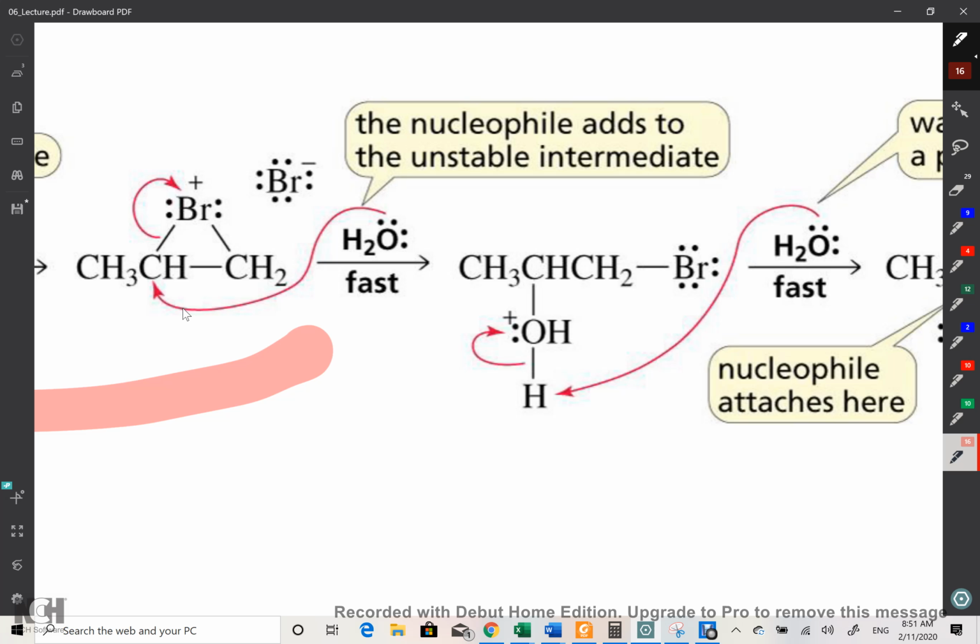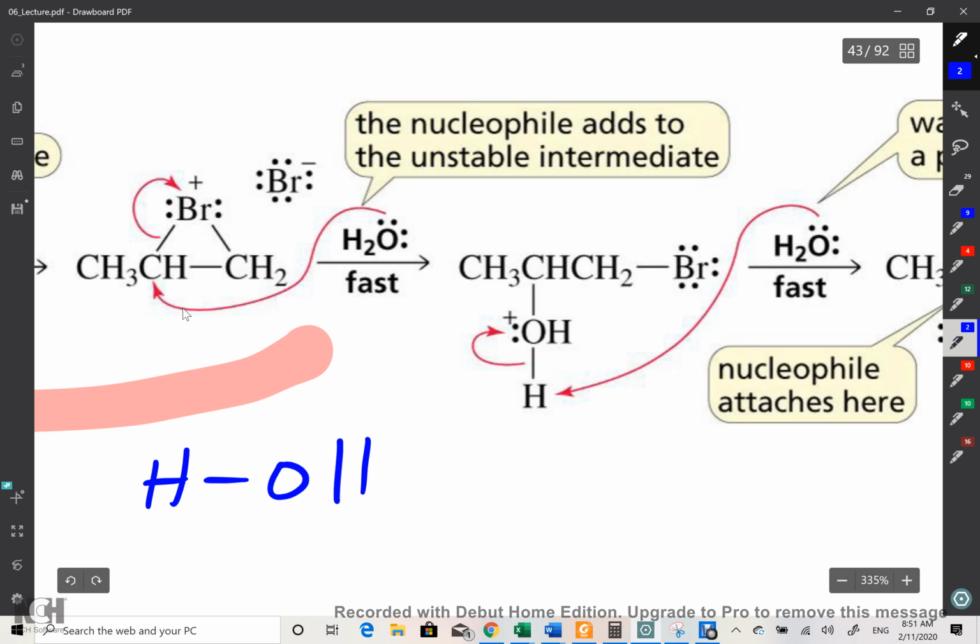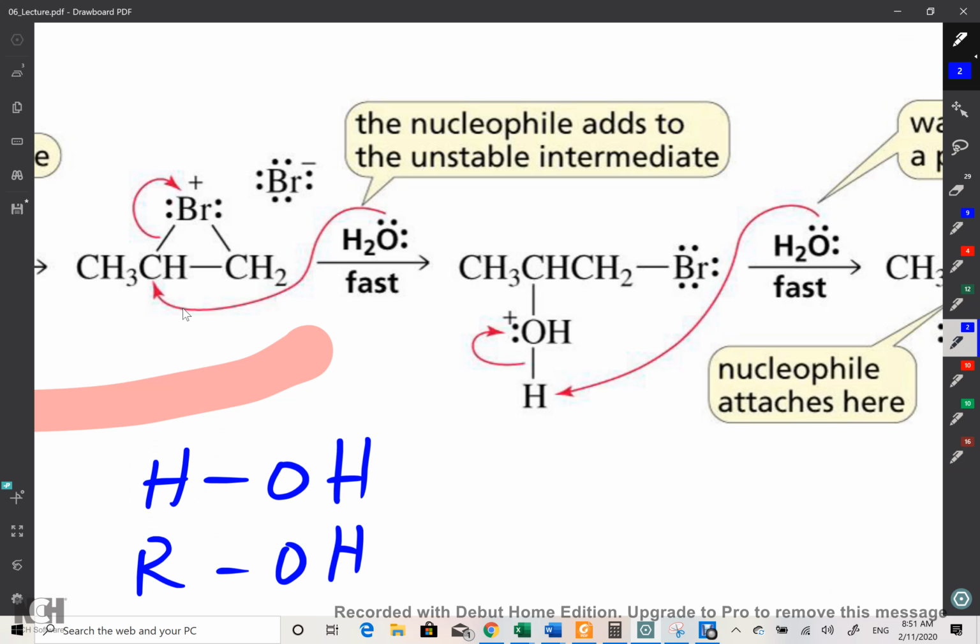Henceforth, look, this is how you write the structure for water. This is water, right? And then this is an alcohol. Do you see that? So water is an alcohol in which the R is replaced by an H. So everything in this class that I say for water, also know that it is valid for the alcohol. Does that make sense?